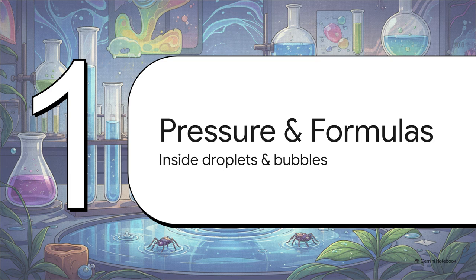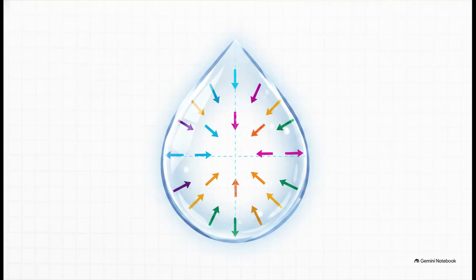Part 3. Pressure and formulas. Because of this inward contracting force we just talked about, the pressure inside a fluid droplet is actually higher than the pressure outside of it. If we look at a spherical droplet, we can calculate this excess pressure, which we represent as delta P. Delta P equals the internal pressure, Pi, minus the outside pressure, P0.